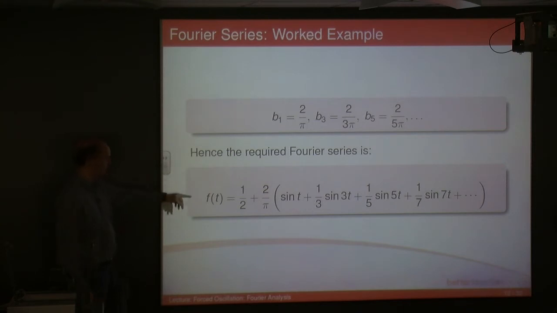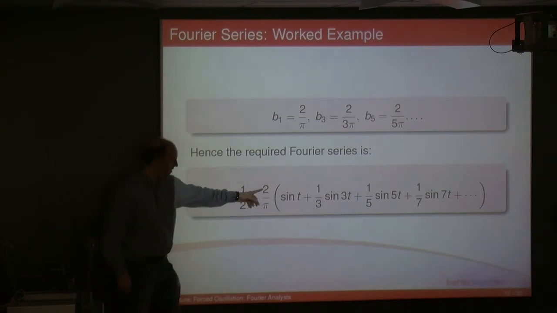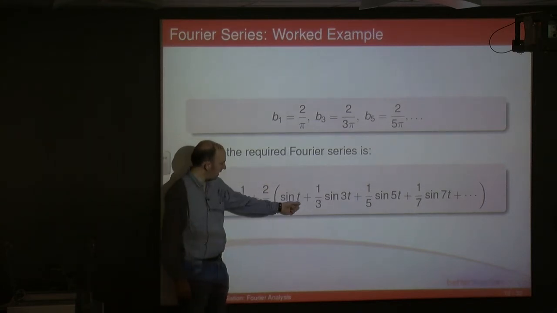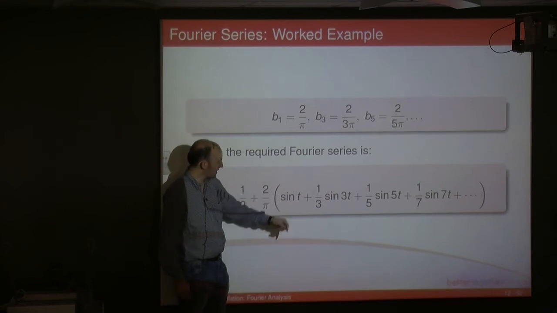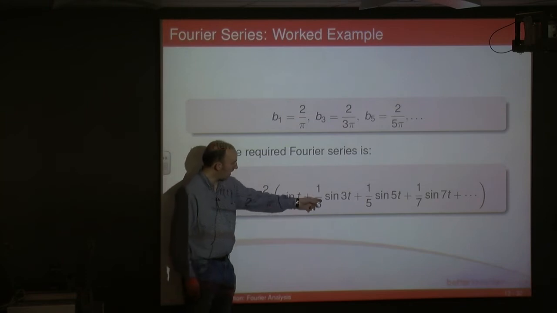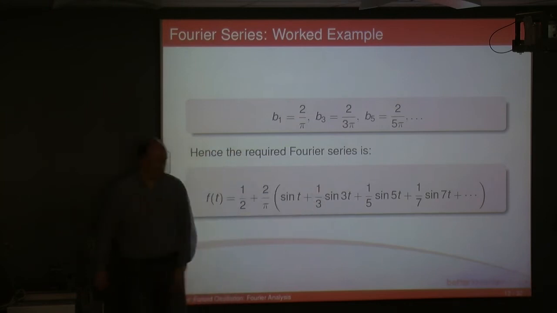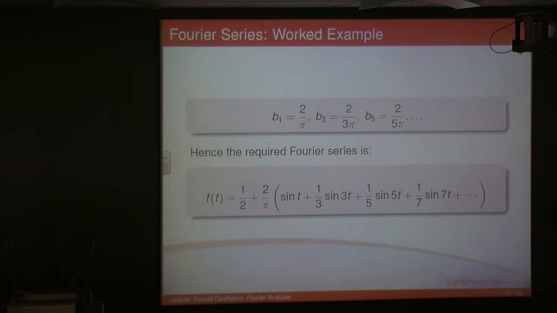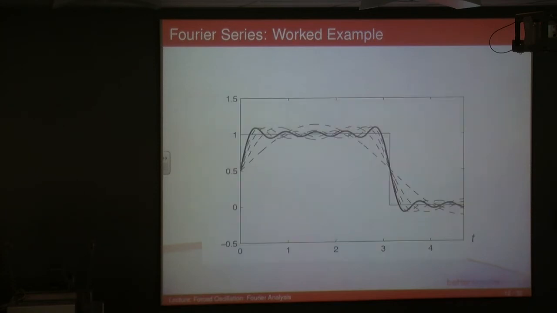So the required Fourier series is, there's our constant term, we have 2 upon pi, and then we have sine of t, because obviously it's just the sine terms, there's no an term, plus 1/3 sine of 3t plus 1/5 sine of 5t and 1/7 sine of 7t, and so on. And as you add more terms, it gets more and more accurate to what your original function was. And so here's the first 7 terms.